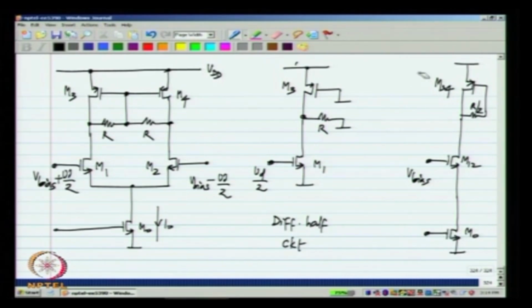Okay. This is small signal ground, and that is VDD. Okay. Now, first of all, in the differential half circuit, what we wanted was only this M1, which is the transconductance, and M3, which is the load conductance or the load current source. Now, we see that we also have an extra element which is R. Okay. What is the effect of that?